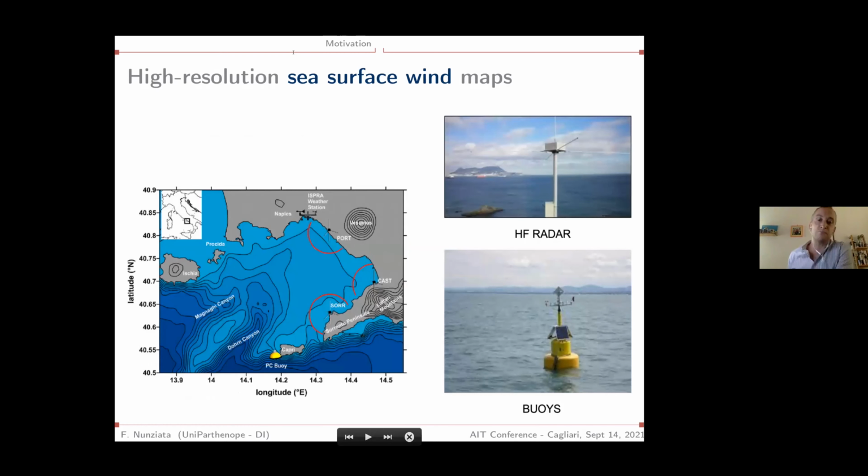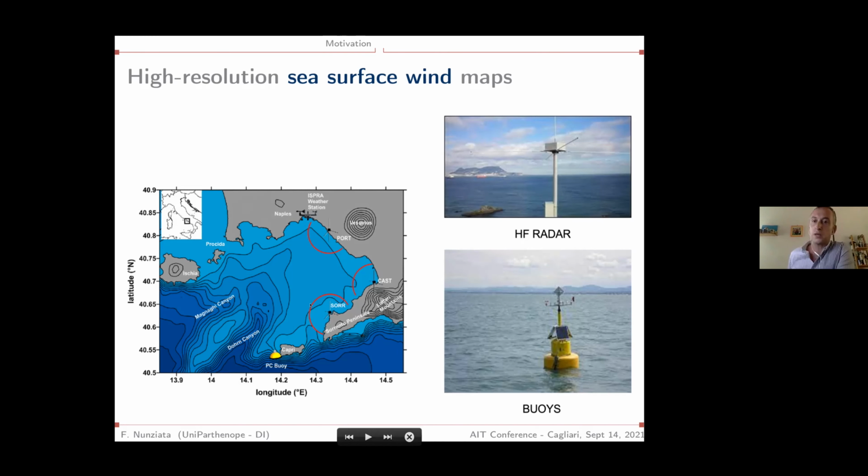From an operational viewpoint, we have a number of conventional tools that routinely provide measurements related to the surface wind speed. In particular, we have buoys and high-frequency radar. Buoys provide point-like information, since they are able to sample wind information at the point where the buoy is located. High-frequency radar provides a little bit wider coverage, but it's still quite narrow.